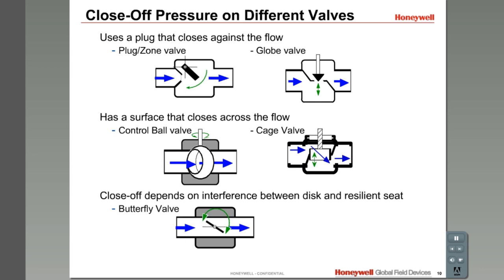Butterfly valves are similar to ball and cage valves with respect to close-off, but the amount of friction needed to be overcome is much greater because the disc must push into the resilient liner.